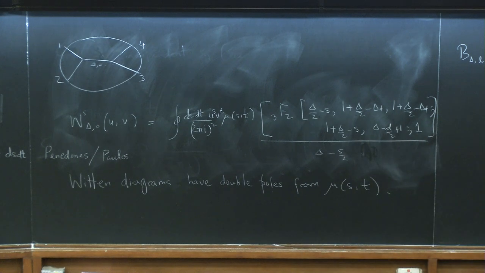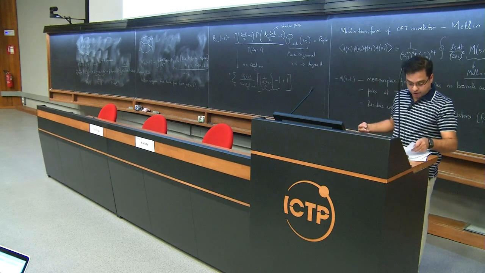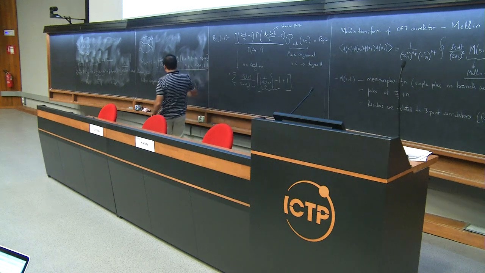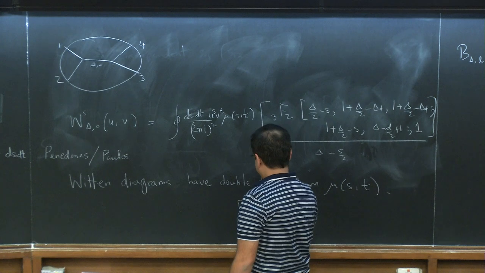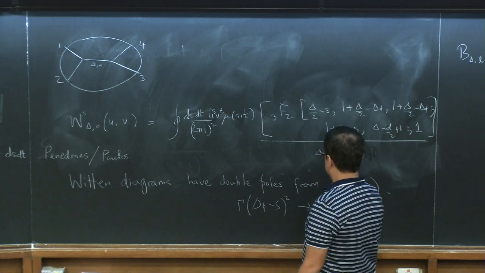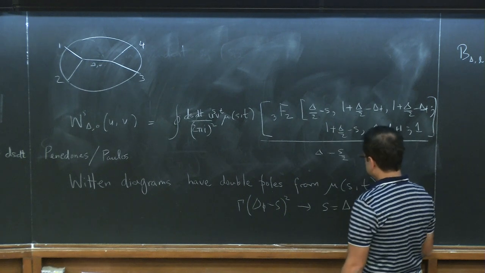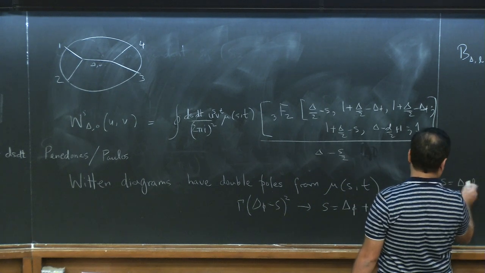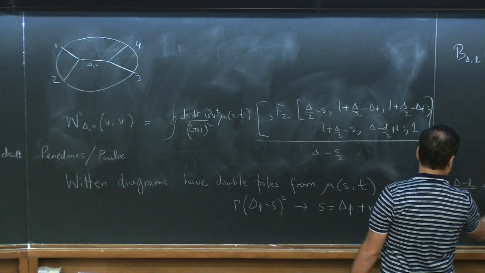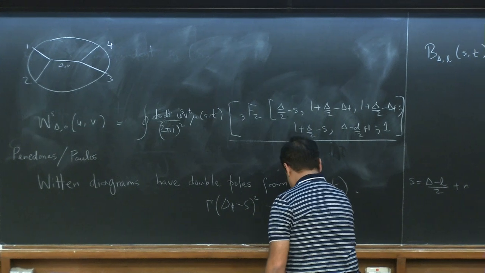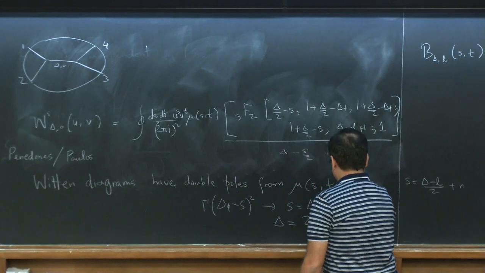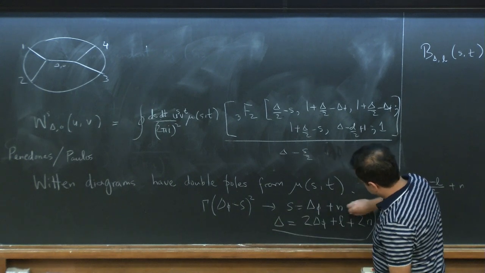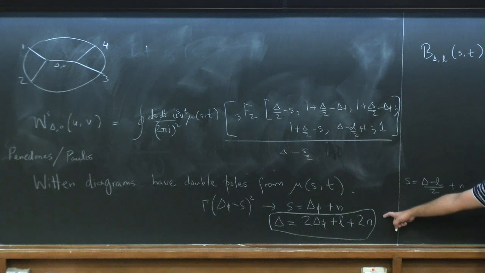Now, in the language of AdS/CFT, you're familiar with this, because whatever poles are coming from the measure, where are they located? The poles come from this factor, gamma of delta phi minus S squared. This corresponds to S equals delta phi plus N. And the physical operators are located at delta minus L by 2 plus N. So the physical dimension of the operators would be S equals 2 delta phi, because of this factor, plus L plus 2N. These operators are what in the AdS/CFT language are called double trace operators.